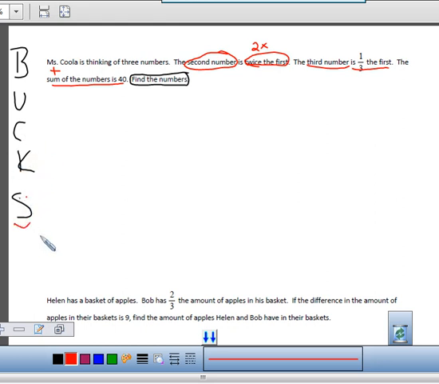So now it's solving time. So what don't I know? Everything is based off of the first number. So there's my let statement. Let x equal the first number. Now, the second number is twice the first. So if the first number is x, 2x is the second number. And then the third number is 1/3 the first. So 1/3 x, or some of you may be capable of understanding this: x over 3 is the same as 1/3 of x.